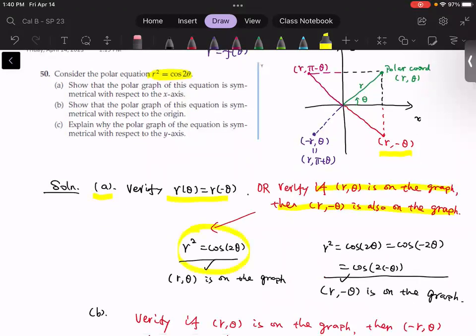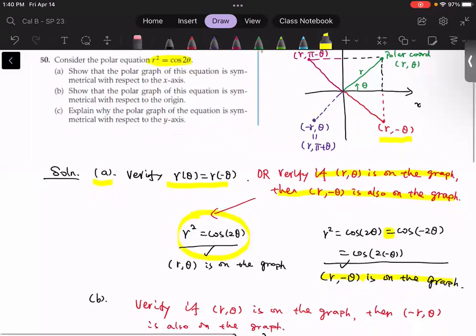So this is our basic assumption. r squared equals cosine 2 theta simply tells us (r, theta) is on the graph. Now, what about (r, negative theta)? This is just the property of the cosine function. Cosine 2 theta and cosine negative 2 theta are exactly the same because cosine is an even function. So the second equation here tells us (r, negative theta) is also on the graph, and this is exactly what we wanted to prove. So this is part A.